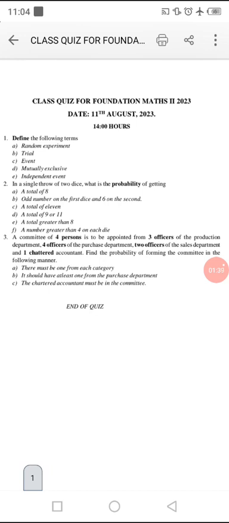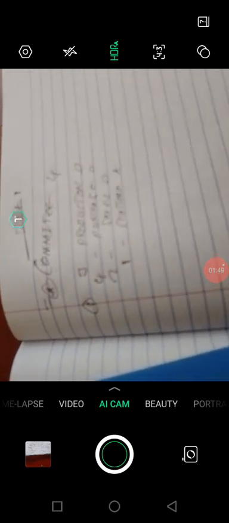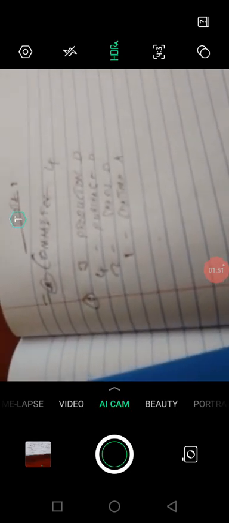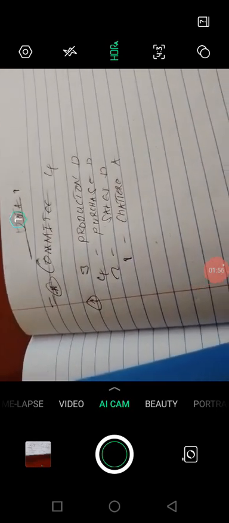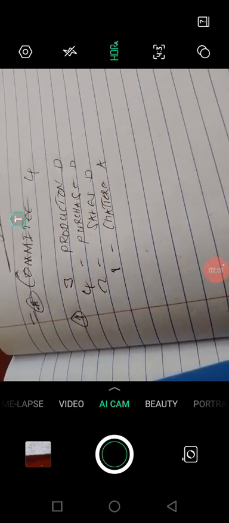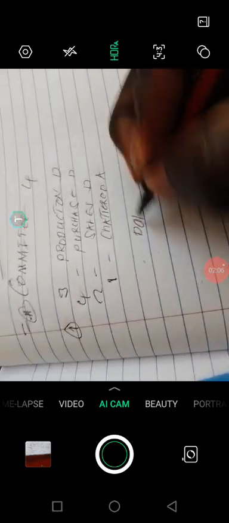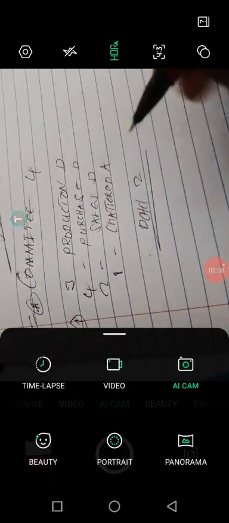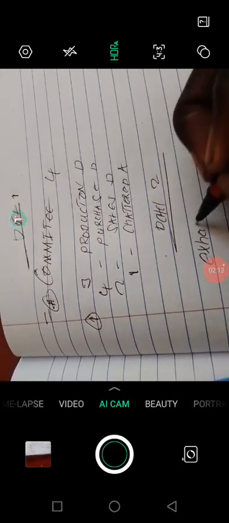Now, that's your data number 1. In this case, what I'm talking about is this: I've got data number 1 here. A committee of 4 people is needed. I've got 3 from production department, 4 from purchase department, 2 from sales department, 1 from chartered department. Then I've got data 2 here. You have to come up with the exhaustive case. What would be your exhaustive case?